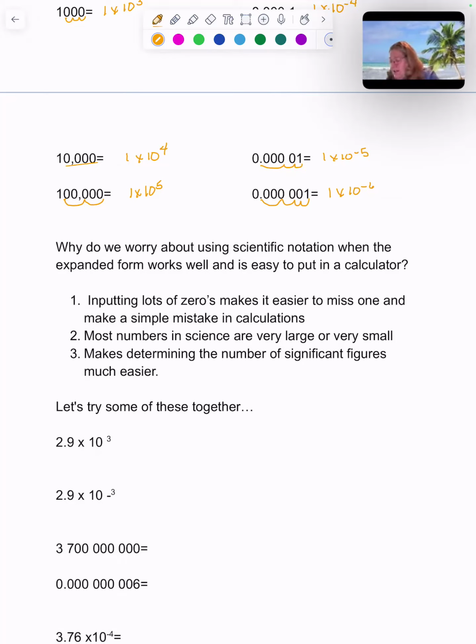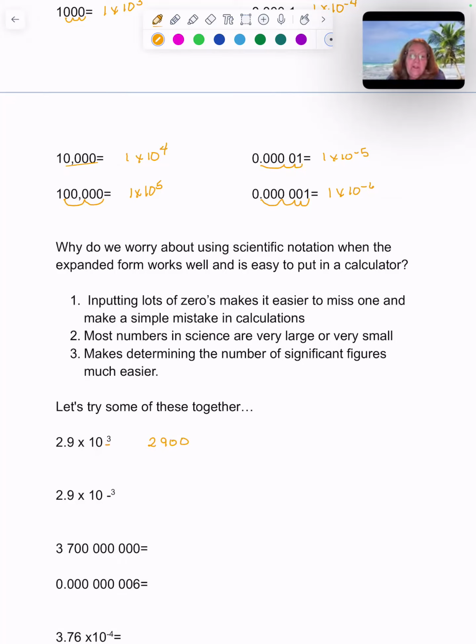So let's try taking some of these from scientific notation back to expanded. And it works the same way. This says we've got a number, it's positive exponent. This number is greater than 1. So we're going to be adding zeros or moving our decimal point to the right. It was here, so there's 1 place, 2 place, 3 place. So 2.9 times 10 to the third really is 2,900.